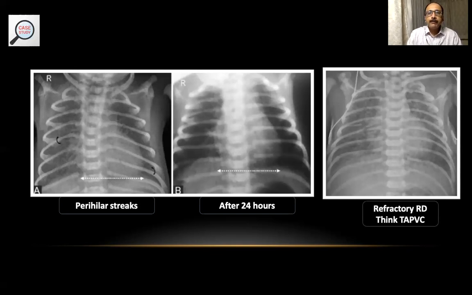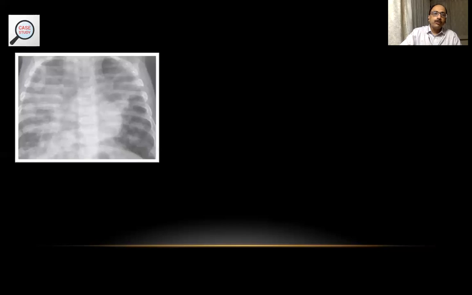it is a great mimic of coming as persistent or refractory respiratory distress, and literature supports patients being diagnosed as chronic lung disease, which ultimately turns out to be a TAPVC. So if you have a refractory respiratory disease, think of TAPVC and obstructive form. Obviously, it is a spectrum that you would need to know of.